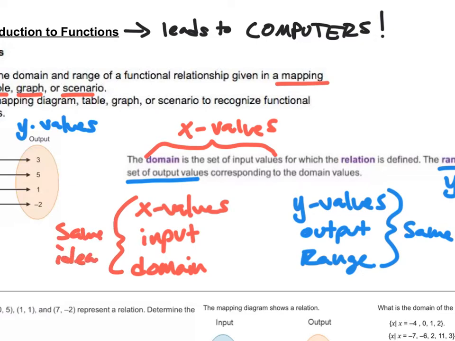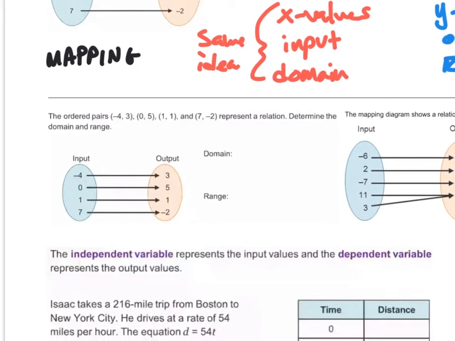All right, so let's go ahead and take a look at a mapping. What we have here are these ordered pairs. Again, input, output. These are x values. My inputs are x values. My outputs are y values. Notice how the x values in each of these ordered pairs show up down here: -4, 0, 1, 7. And then each of these corresponds with their given y values: 3, 5, 1, -2.